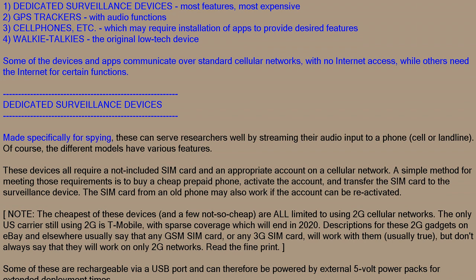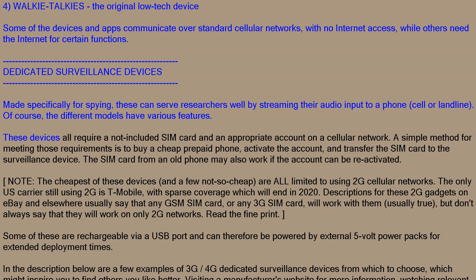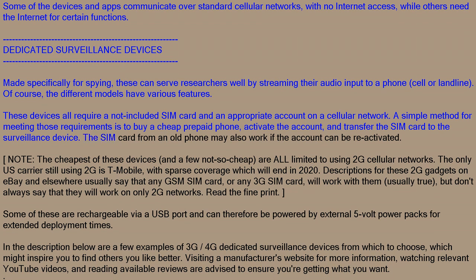Dedicated surveillance devices. Made specifically for spying, these can serve researchers well by streaming their audio input to a phone, cell or landline. Of course, the different models have various features. These devices all require a not included SIM card and an appropriate account on a cellular network. A simple method for meeting those requirements is to buy a cheap prepaid phone, activate the account, and transfer the SIM card to the surveillance device. The SIM card from an old phone may also work if the account can be reactivated.